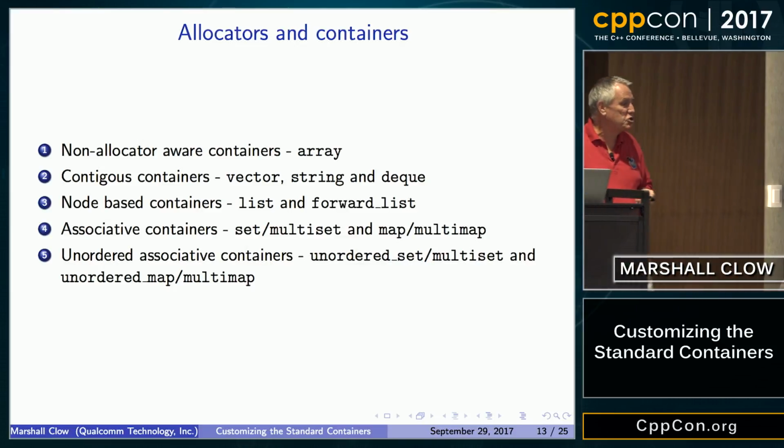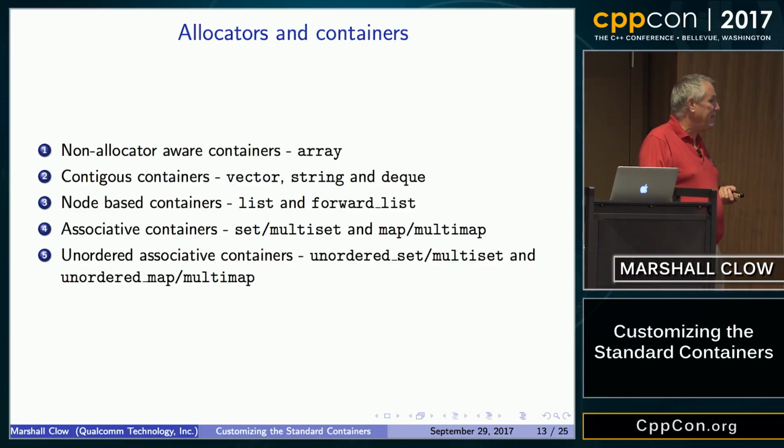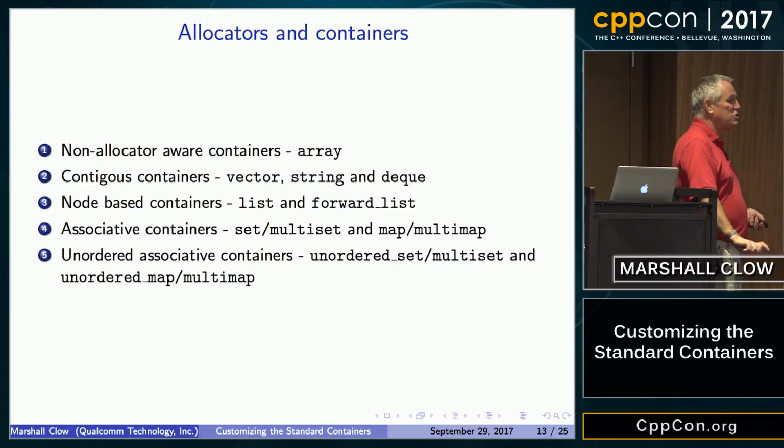Okay. There are contiguous containers: vector, deque, and string. They allocate in chunks. Vector puts all the stuff in one big chunk. Deque has a lot of blocks, each holds several elements. String may not use its allocator at all. Starting with C++11, you can have a small string optimization where it stores the string data in the string object itself, in which case it never calls the allocator.